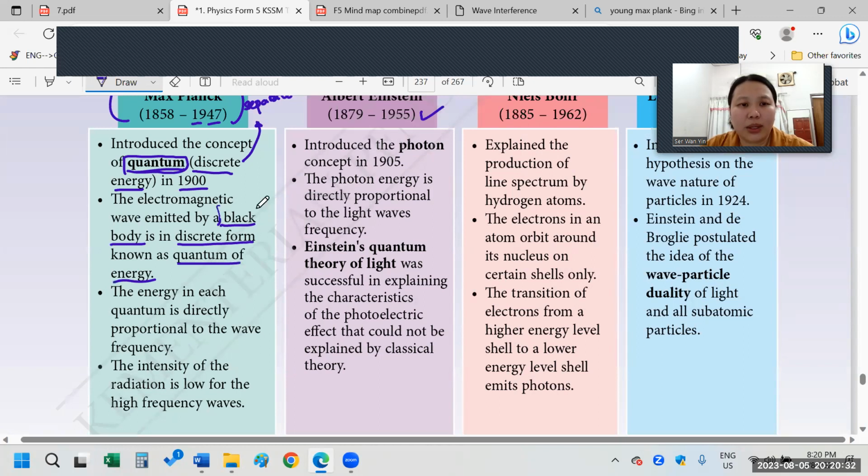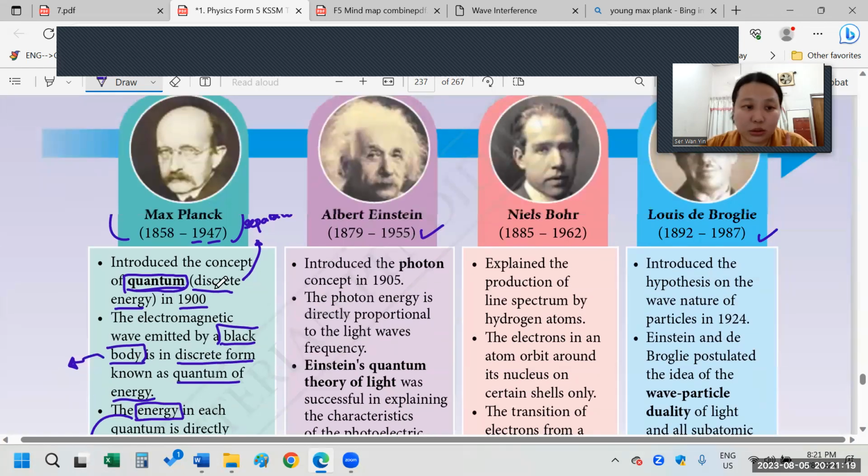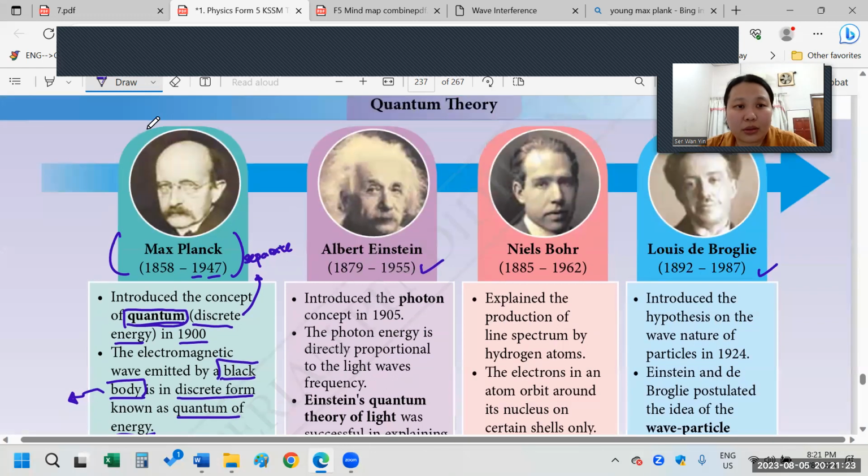Then you might ask me, what is a black body? Is it black? Okay, this one later. Later we will tell. It's not necessarily black. So it means the atom will give out energy in discrete energy, and normally it is in a package. The energy in each quantum is directly proportional to the wave frequency. So the energy depends on the frequency. Now you need to remember what he introduced: quantum. So write quantum on his head.